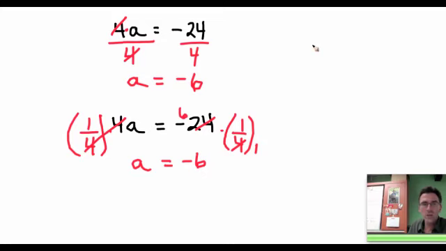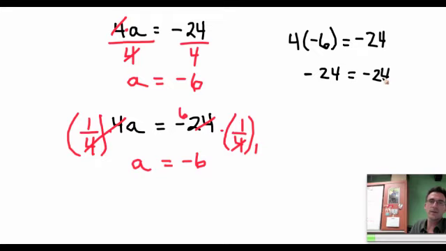And like all of our equation solving, we will always check our work. So 4, put the negative 6 in parentheses, equals negative 24. 4 times 6 is 24. The signs are different, so we have a negative, equals negative 24. So once again, check, hooray, we are correct.